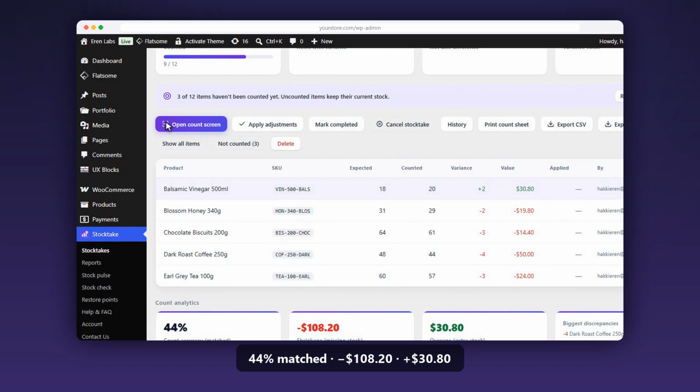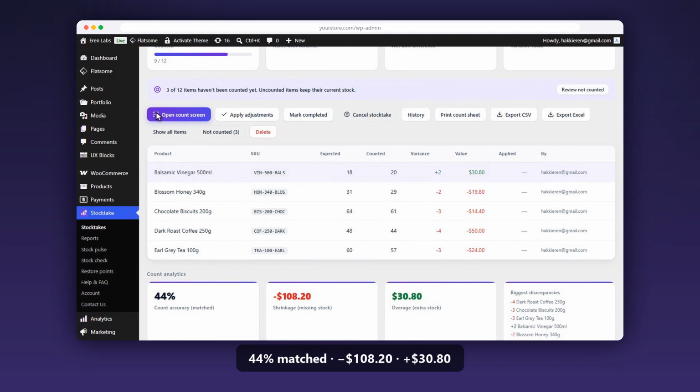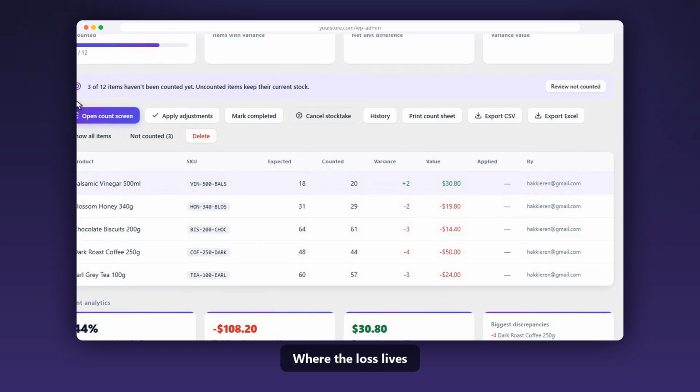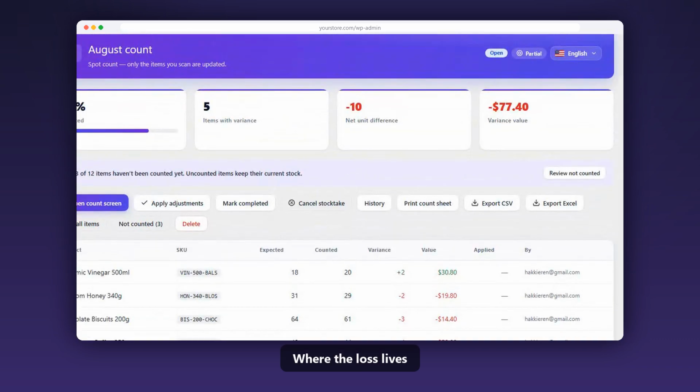44% of the counted lines matched exactly. $108.20 is missing, $30.80 turned up extra. Those are two different problems, and one net figure would hide both. By category, so you know where it is happening. The 3 uncounted lines keep their current stock and say so.